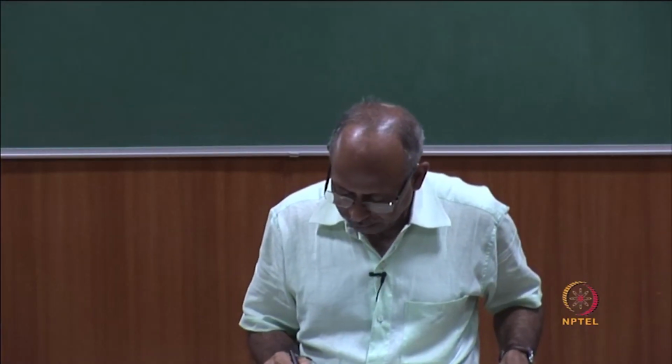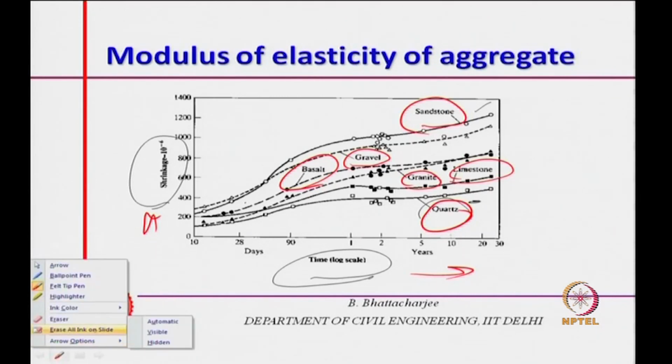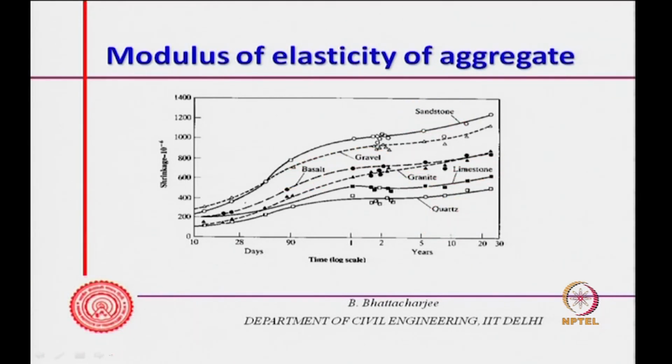So, time in log scale along this direction, shrinkage along this direction, and different types of stones, for the same other things remaining same, at different ages show different shrinkage. The stiffer one obviously will show less shrinkage in the concrete, all right. So, higher modulus restrains shrinkage, that is what we are saying.